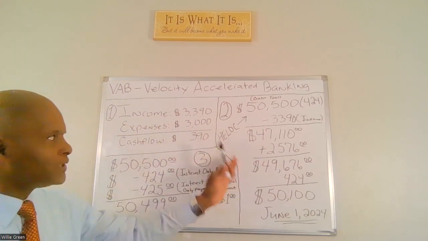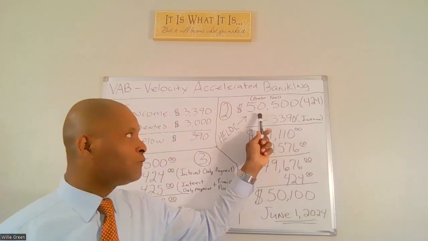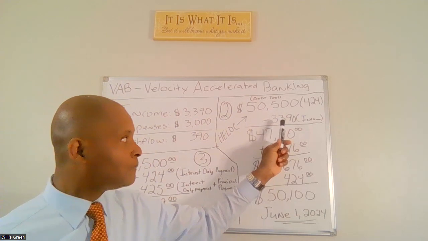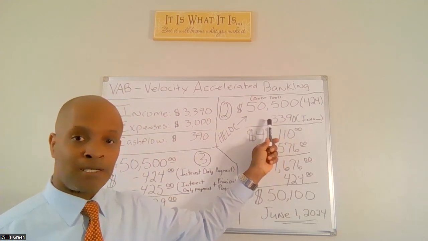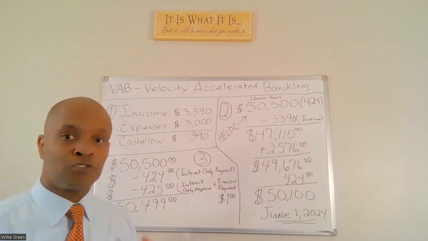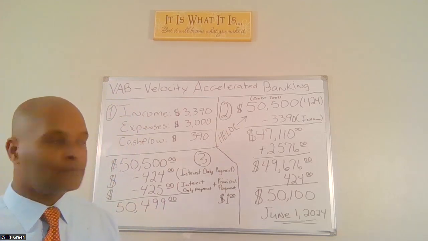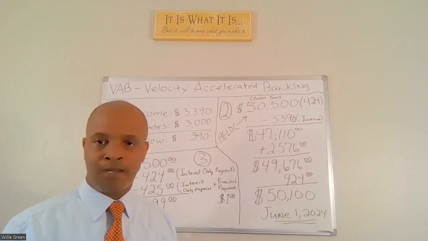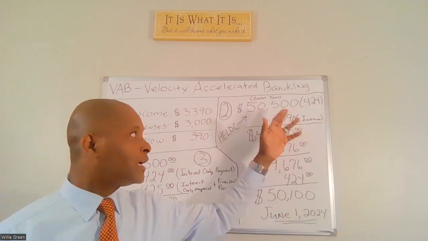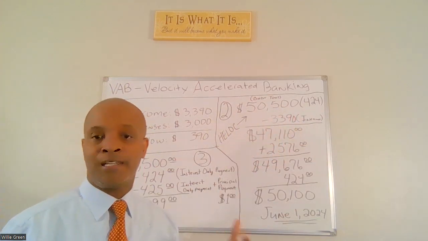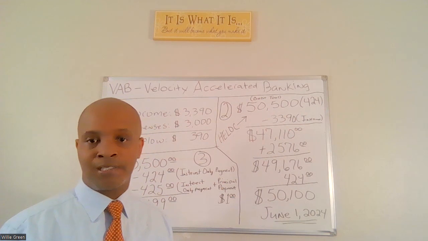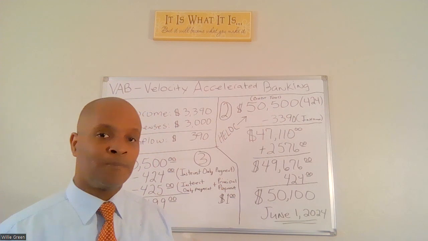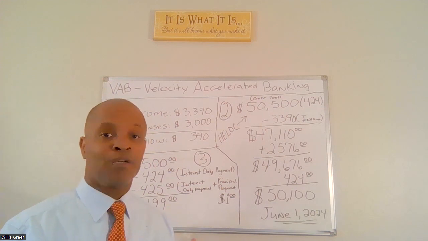So now moving to the second box. Starting with the $50,500 line of credit, I put in my income of 3,390. Now I'm treating this HELOC like a checking account, a savings account, an emergency fund account. Everything is here. If I need to get money out of it, all I have to do is write a check to get some money that I can put to the side and be ready for emergencies.